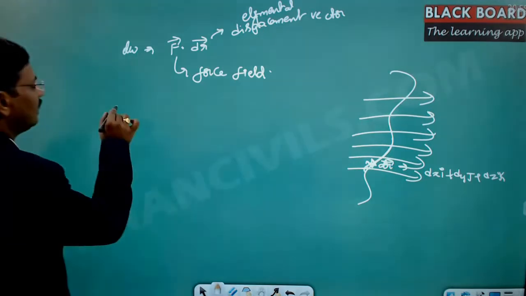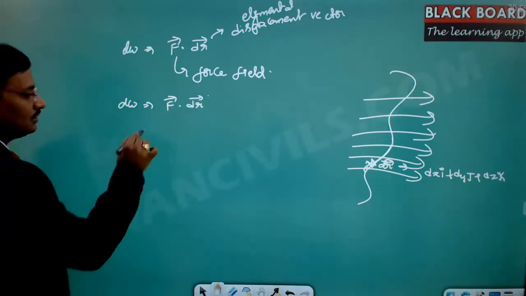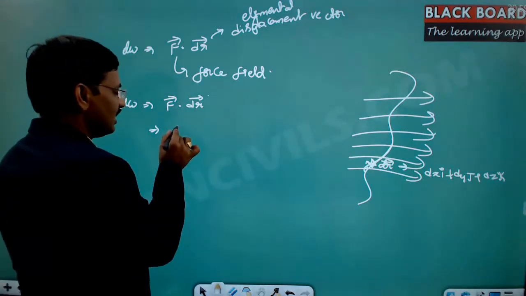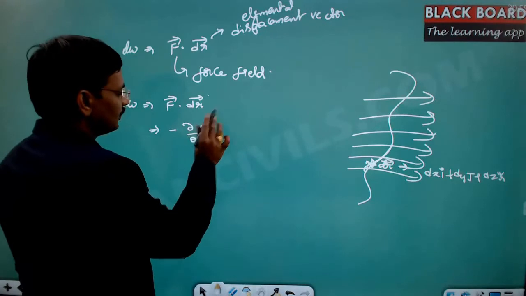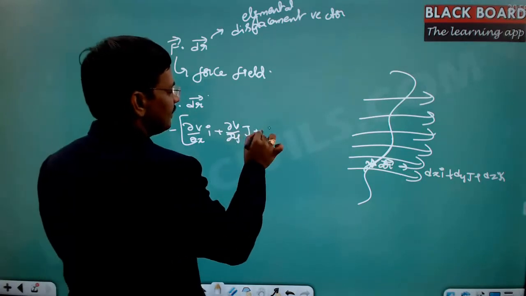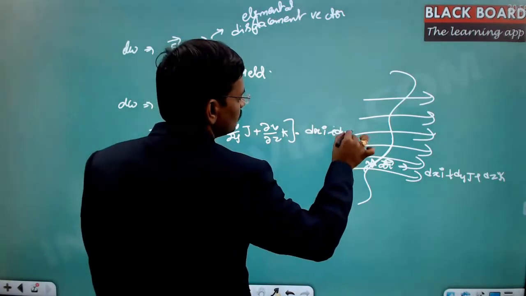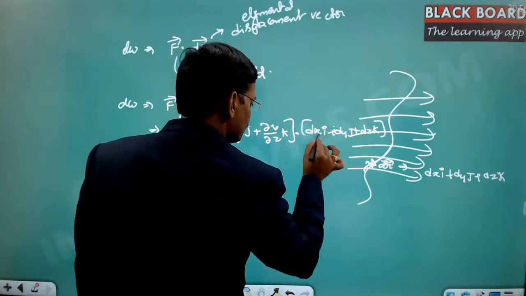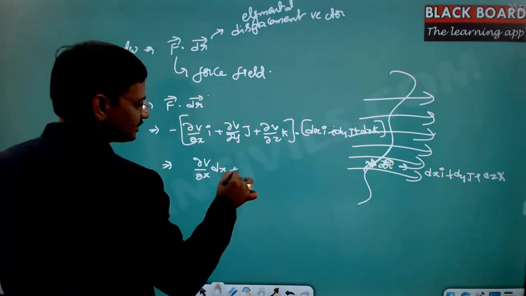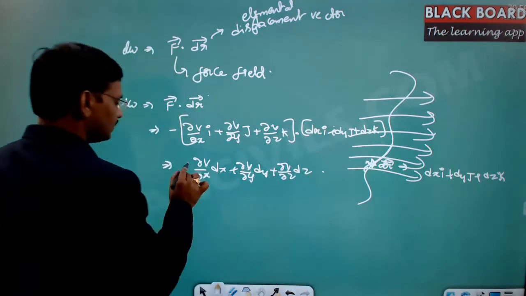Now the effective work done dW is equal to F dot dr. As we just proved, F being a conservative force field can be expressed as minus of dou V by dou X into I plus dou V by dou Y into J plus dou V by dou Z into K, dot dx into I plus dy into J plus dz into K. So this is just the dot product of it. Now this is going to be dou V by dou X into dx plus dou V by dou Y into dy plus dou V by dou Z into dz, and this is the minus of.